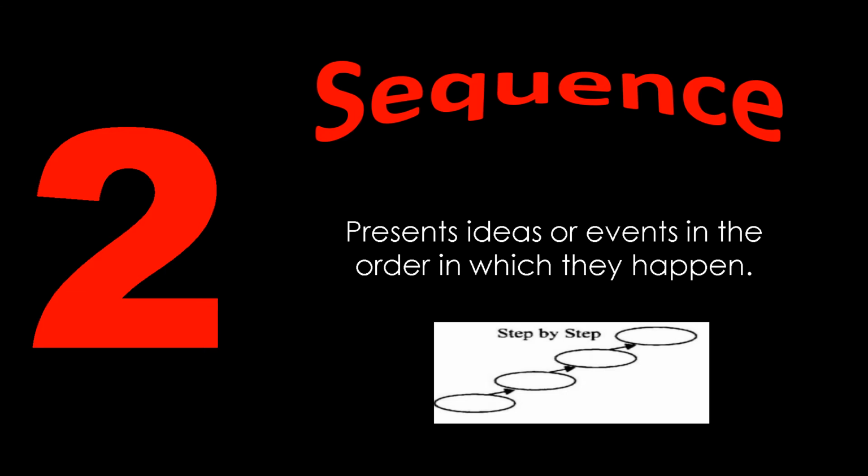The second text structure is sequence. These texts present ideas or events in the order in which they happen. It indicates time order. It also tells us procedures and processes. You can use the image below to present the information in logical sequence. Here's an example where sequence can be commonly used. Cookbook. This is where the steps on how to cook a specific food are provided.